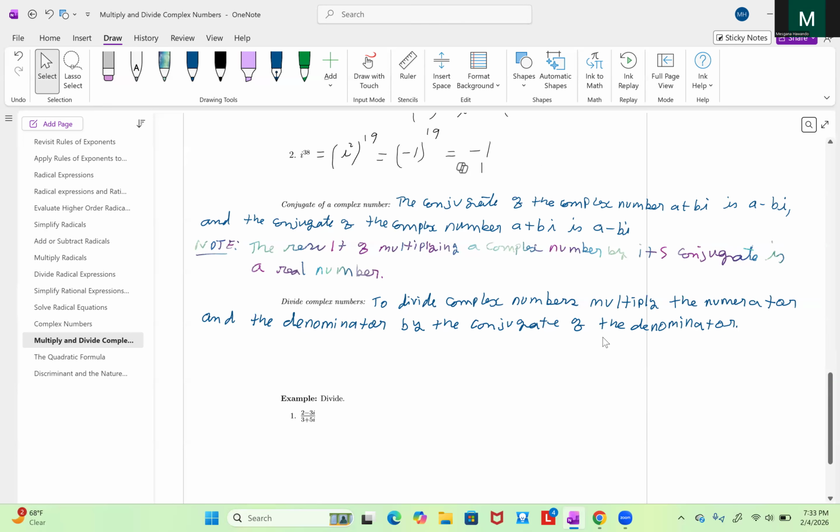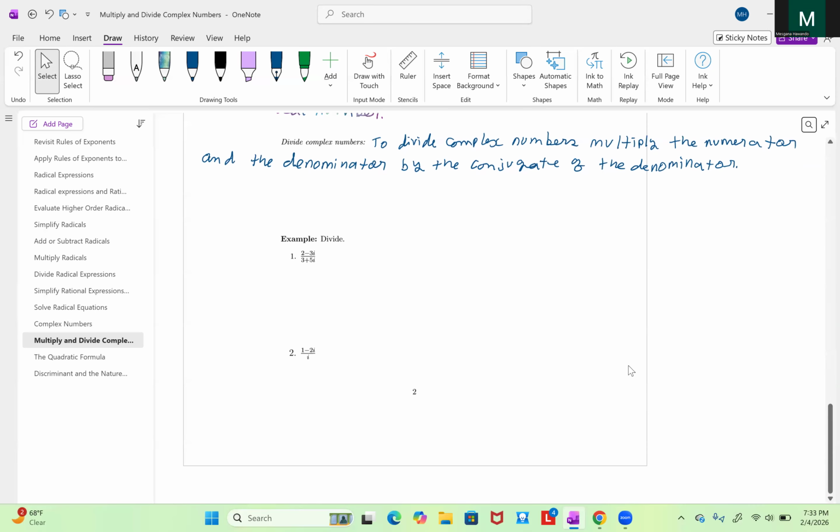Divide complex numbers. To divide complex numbers, multiply the numerator and the denominator by the conjugate of the denominator. Example, divide 2 minus 3i by 3 plus 5i. So we multiply the numerator and the denominator by the conjugate of the denominator. That's how we divide. So times 3 minus 5i over 3 minus 5i.